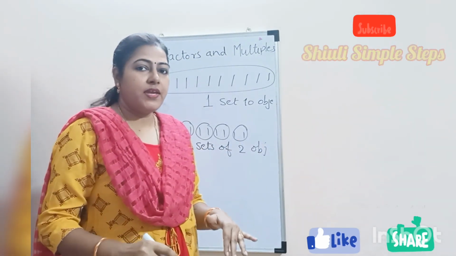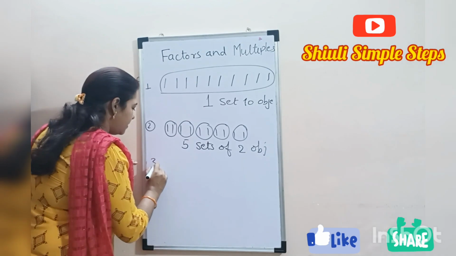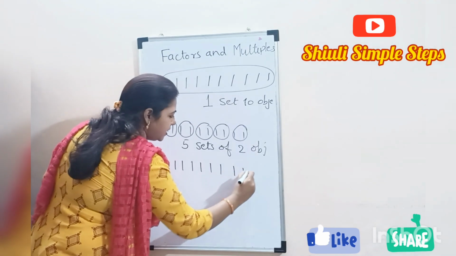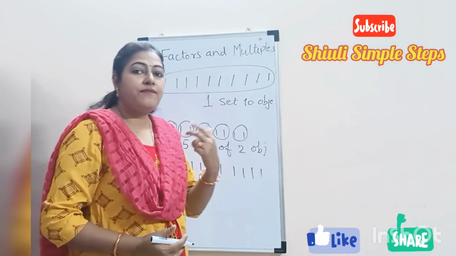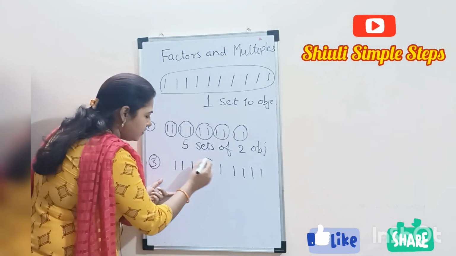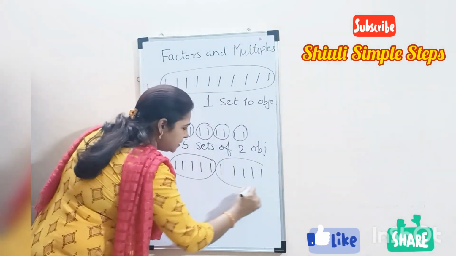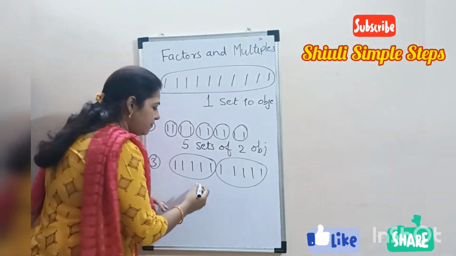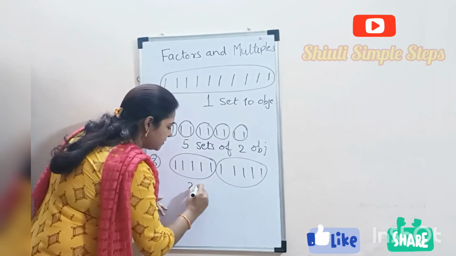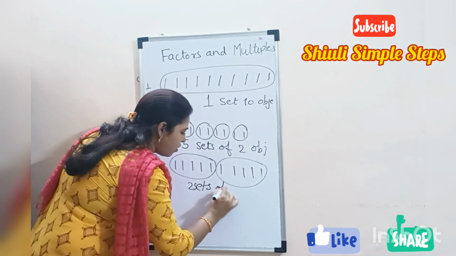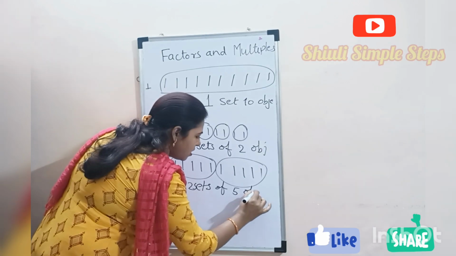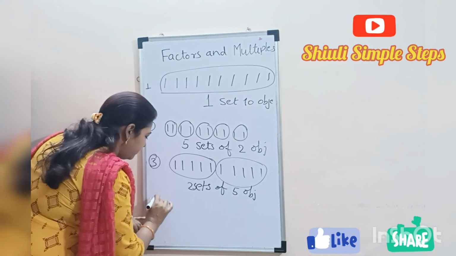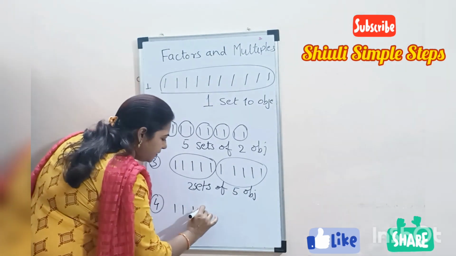Then in another way, how can we write? In another way we can write it 1, 2, 3, 4, 5, 6, 7, 8, 9, 10. Now we will take five objects in one set. Then we have this one set and this another set. So we have here two sets of five objects, and we will write it as two sets of five objects.